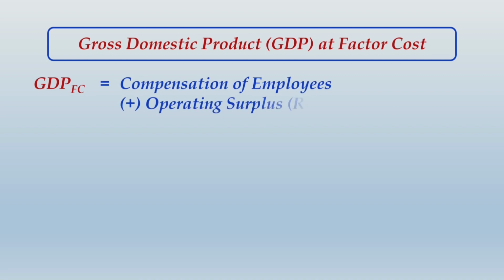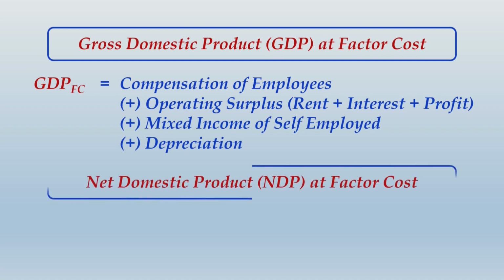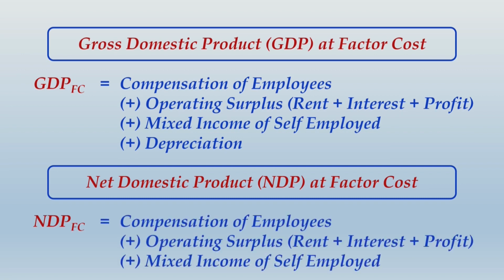Gross domestic product at factor cost. I have already explained it to you. You just need to write it. So GDP at factor cost will be compensation of employees plus operating surplus, which is the aggregate of rent, interest and profit, plus mixed income of self-employed and plus depreciation. If you do not include depreciation, with other things remaining as they are, then you will arrive at net domestic product at factor cost, that is NDPFC, which will be compensation of employees plus operating surplus plus mixed income of self-employed. So please write up this whole thing and then I take you ahead.